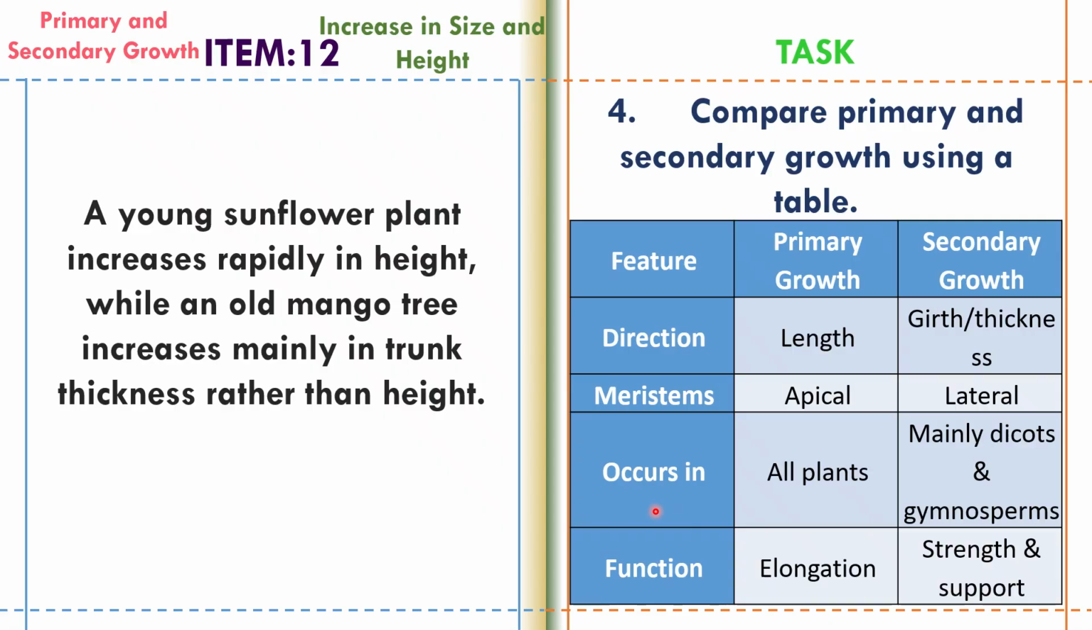Where they occur: primary growth occurs in all plants. Secondary growth occurs mainly in dicots and gymnosperms. Function: primary growth is for elongation. Secondary growth is for strength and support.